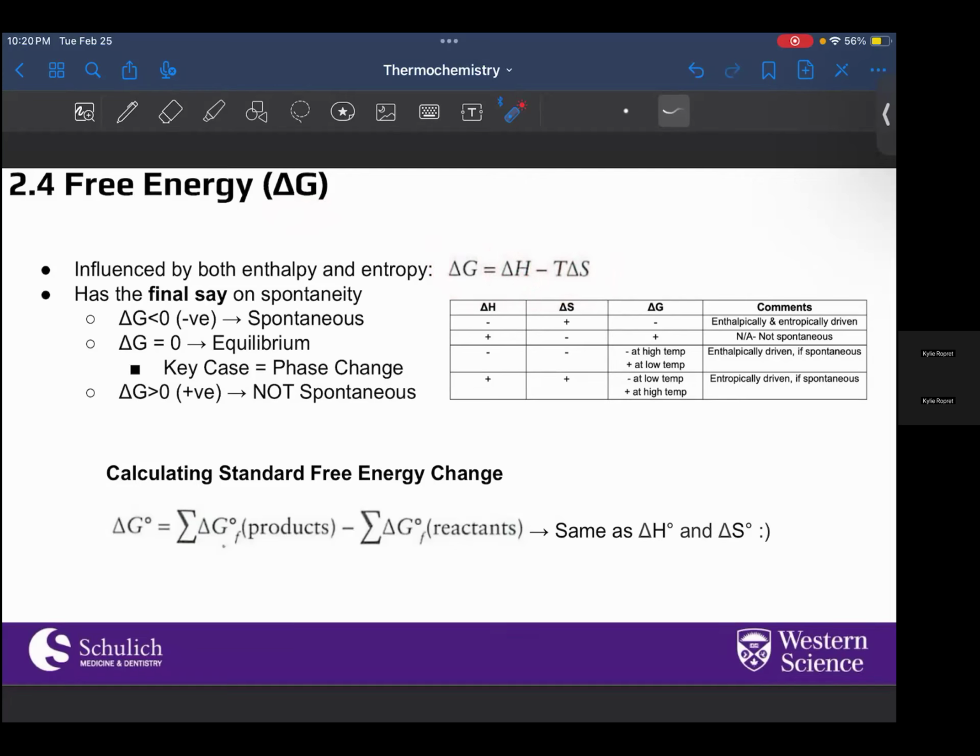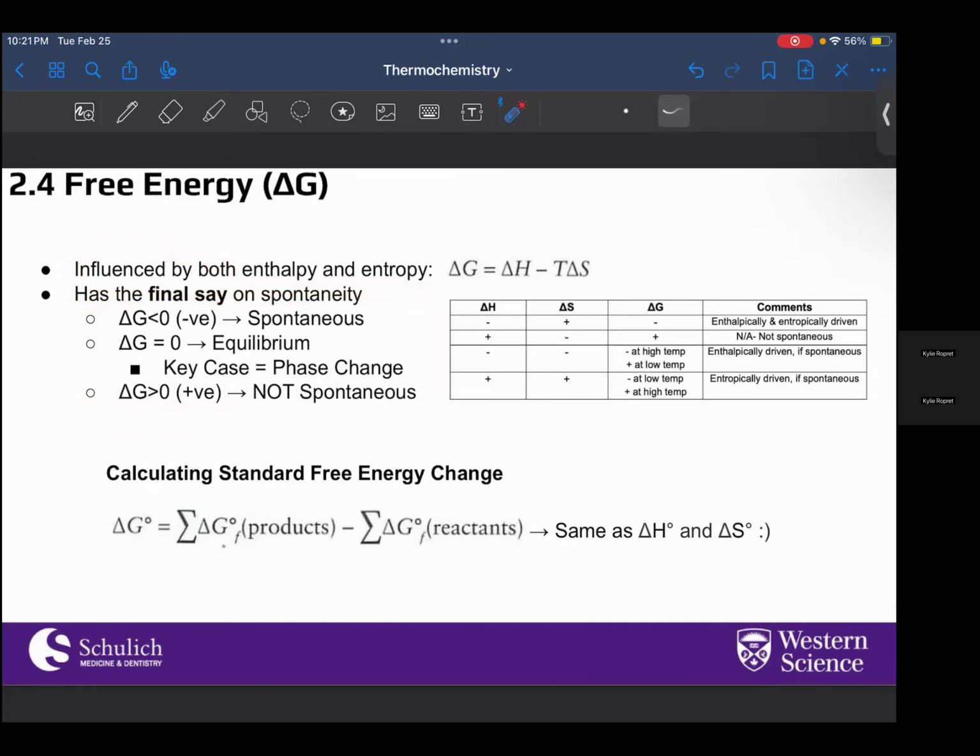And so when we're looking at whether a process is spontaneous, basically whether it can happen without the help of additional energy, delta G really is the king here. So it really has the final say on whether a reaction is spontaneous or not. So make sure you know these rules here.